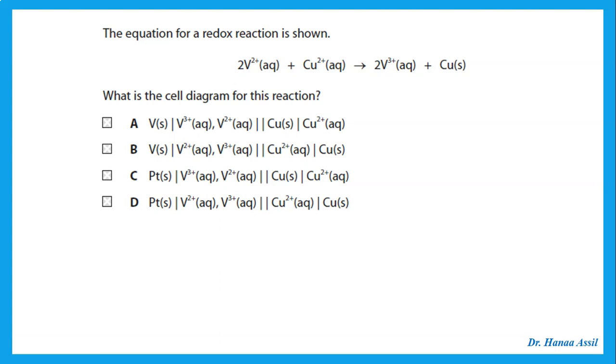Now, what is happening in the other half cell? Copper 2 plus going to copper solid. So this involves a solid. And that means my electrode in that half cell is the solid, the copper, not platinum. We use platinum if we have only solutions. But if one of the reactants or products involves a solid, then that is my electrode.